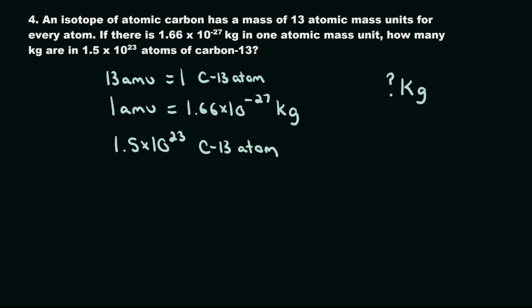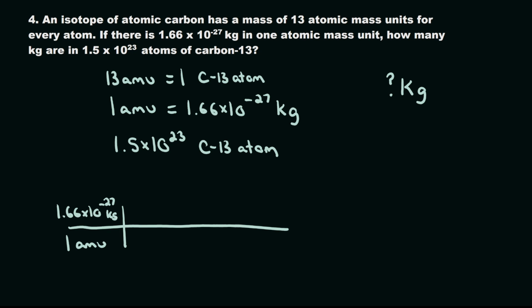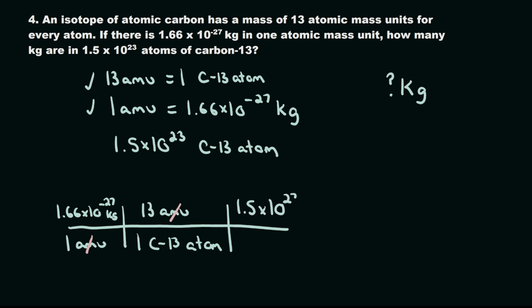So if we construct our table again, let's start with the 1.66 times 10 to the minus 27 kilograms divided by 1 AMU. And the other information with AMU in this problem is that there is 13 AMU for 1 C13 atom, and our AMU unit will cancel out. And so we need to cancel out C13 atom, and we can do that with our third piece of information, that there is 1.5 times 10 to the 23rd C13 atoms.